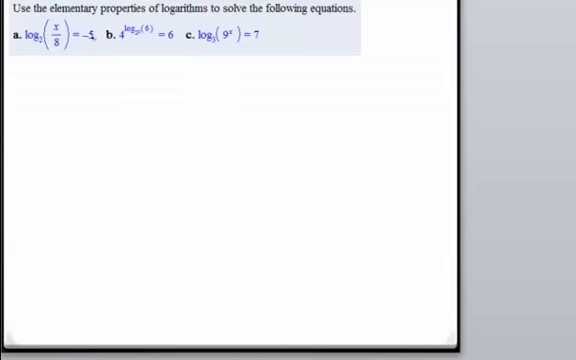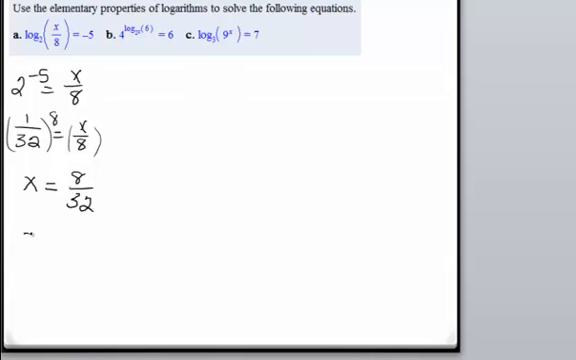So here we have 2 to the -5 equals x over 8. What is 2 to the -5th power? That would be 1 over 32, right? If you multiply both sides by 8, you get x is equal to 8 over 32, or x is equal to 1/4. We should check that to make sure it works.